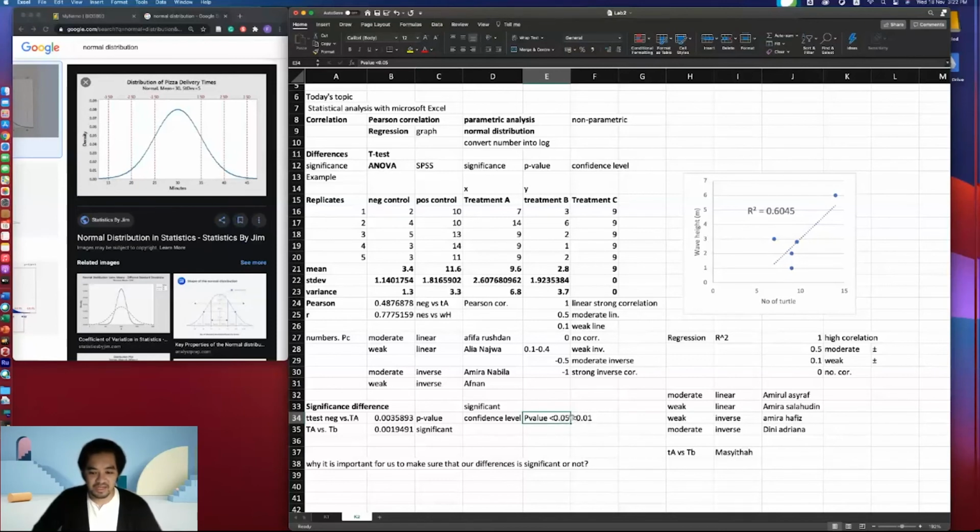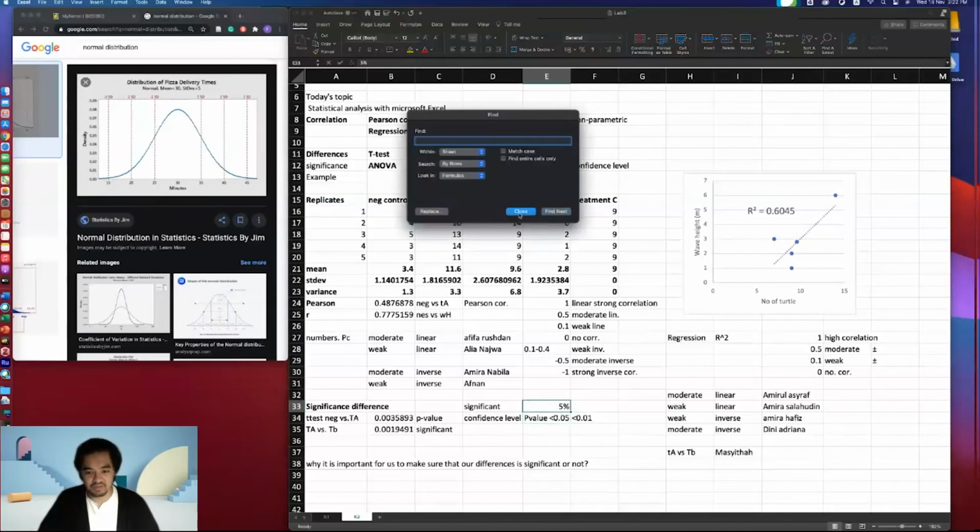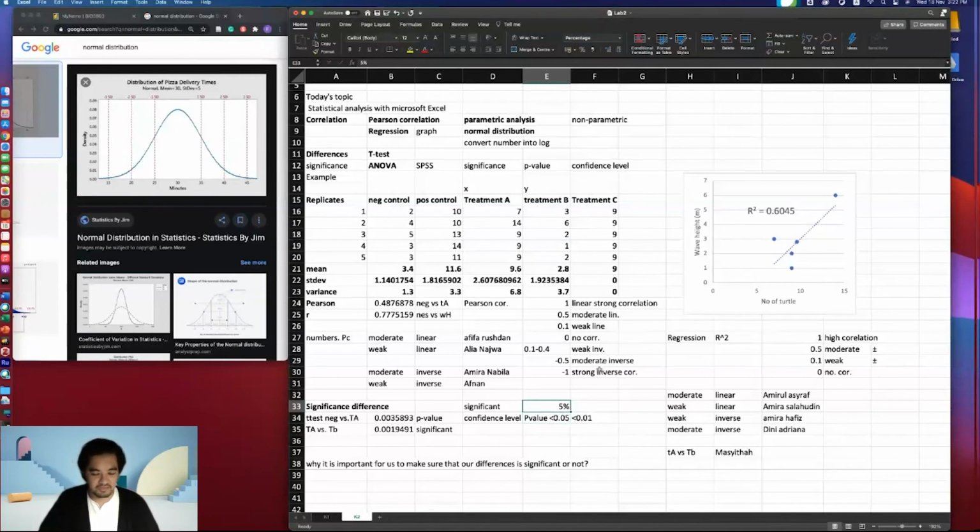What does it mean? This one indicates a 5% possibility that you're going to commit a false positive error. While this one, where you become more stringent, is a 1% possibility that you probably will commit a false positive error. Okay, this is what I meant. So the likelihood for you not to commit it is 95%, and for this one it is 99%. Some researchers go for 0.001. It's very, very rare.